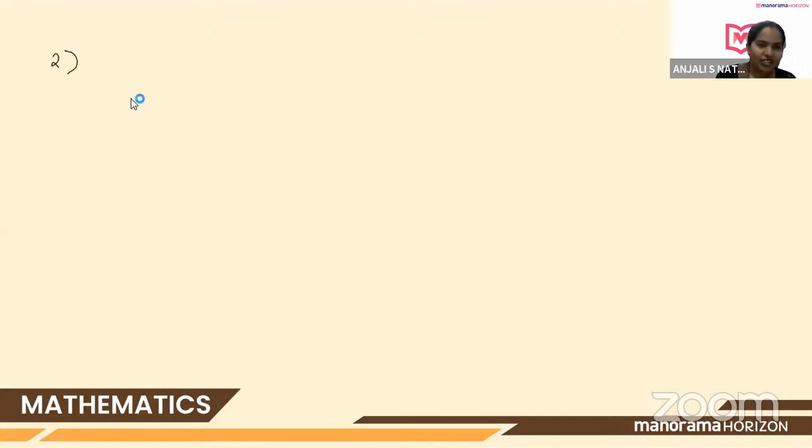Okay. So the second question. So 3 numbers are in the ratio 3:4:5. And they given that the LCM of these numbers is 1200. Okay. We have to find the HCF.